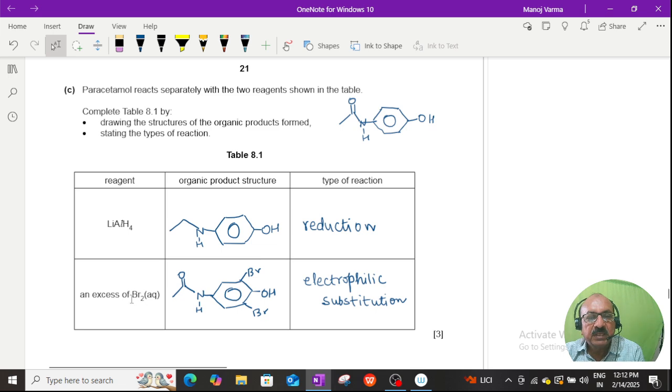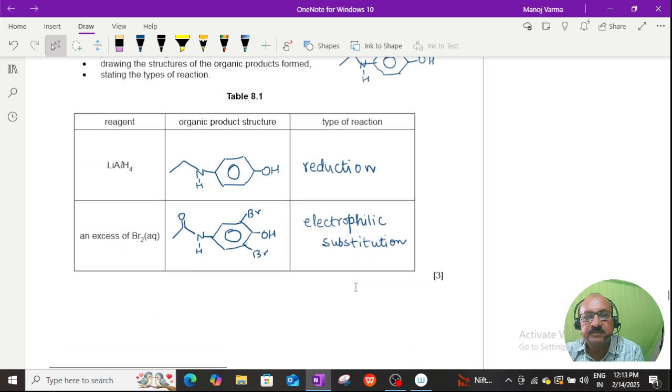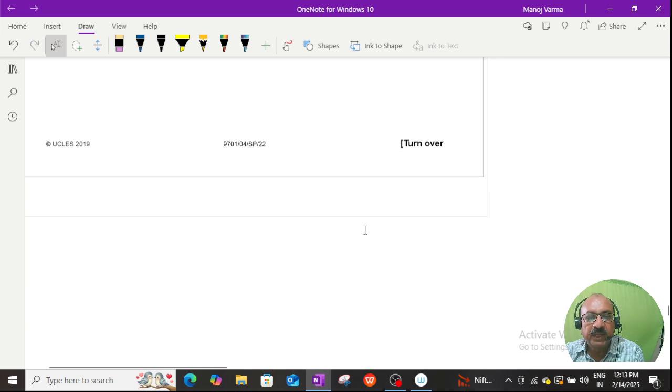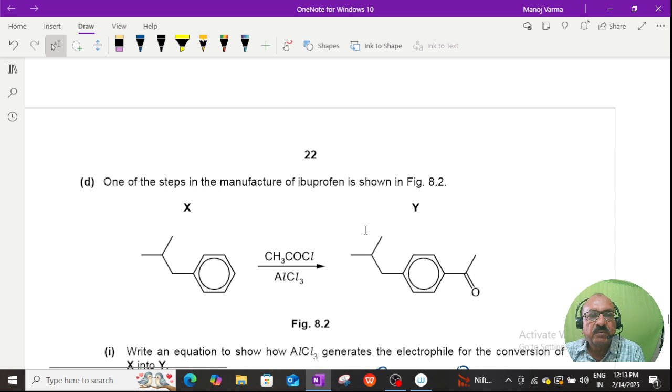Now what happens with an excess of bromine water? Now you know that when we have studied the reactions of phenol, so this is the reaction due to the phenol, and the substitution of bromine occurs at the 2, 4 and the 6 positions, but because the 4th position is blocked, the substitution will take place at the 2 and the 6 position with respect to the OH group, and that's the answer. No change happens in the rest of the molecule. Okay, so now let's go on to the next question.